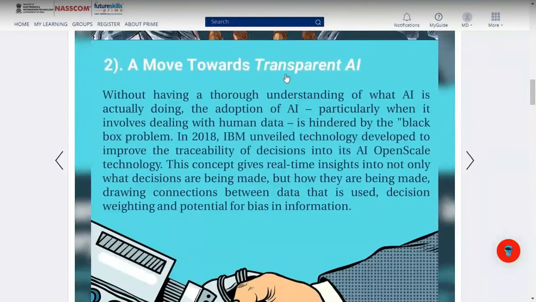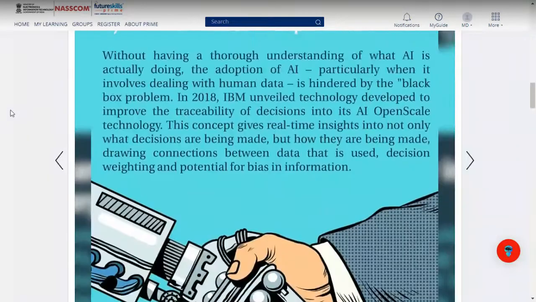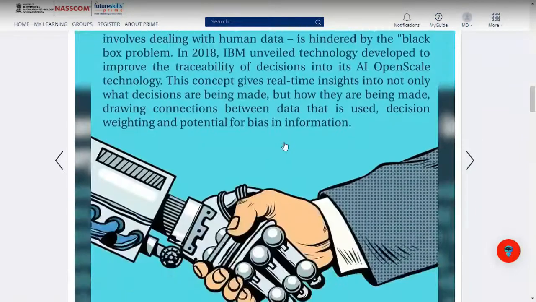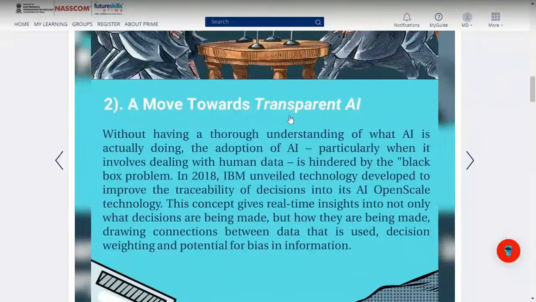A move towards transparent AI, wherein you will be able to see what the AI is thinking right now. If you are sitting in an autonomous car, a self-driving car, and there is something in front of you, and the car just goes and dashes it, you don't know why it did. That is not transparent. But if the car told you that this is just a small stone, so I can dash it, it has been programmed, it will be useful to you. That is what transparent means. It is able to tell you why it is taking that decision.